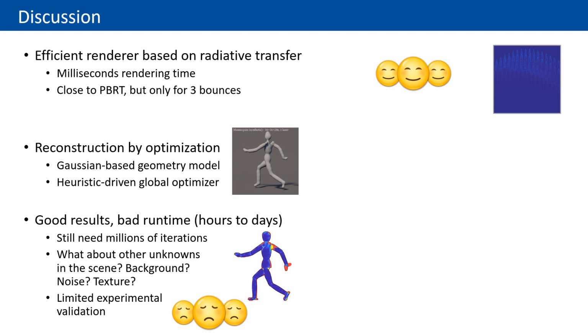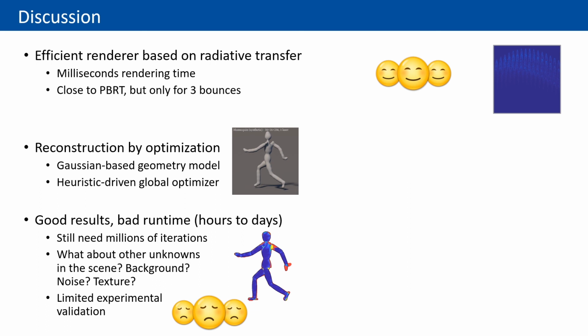This is because for a reconstruction, we need to render not just one, but hundreds of thousands of predictions. It is only thanks to our renderer being so efficient that the reconstruction can finish at all in a finite amount of time. What happens when our model does not fit the real data? When there is background in the signal, spatially varying materials, or sensor noise? Well, it's not impossible, but not easy either. Finally, it would certainly have been nice to do a few more runs on experimental input.